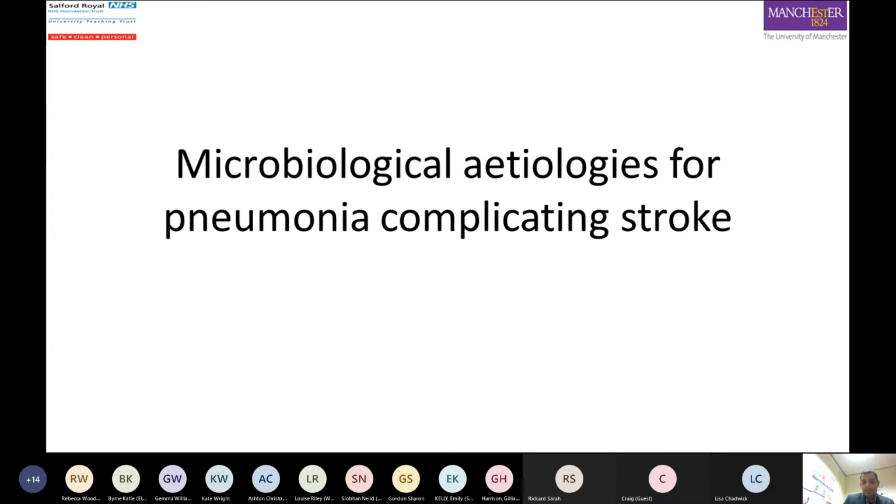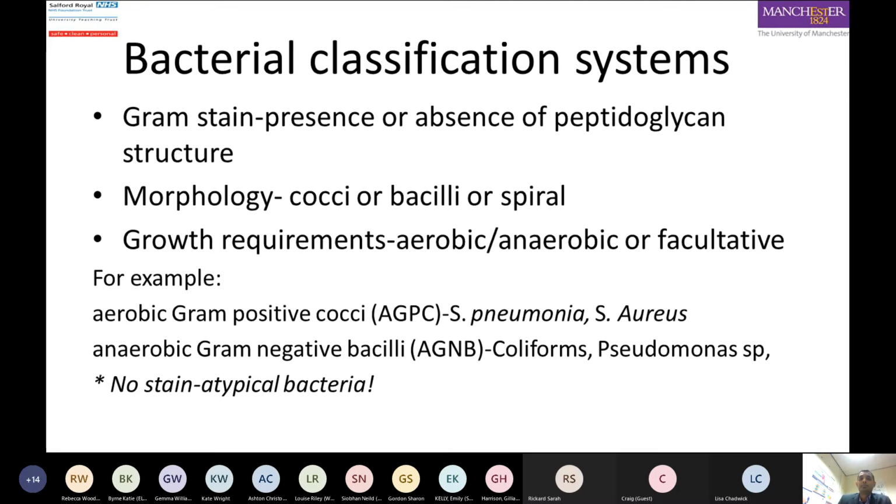So the first part of the consensus was looking at what are the microbiological etiologies for pneumonia complicating stroke, or stroke-associated pneumonia. So when we started off with this, I thought that it's best to look at how bacteria are classified and just a bit of understanding as to how this is. So there's two different types of classification. One is looking at the phenotypic structure, or how the bacteria look. Another one is genotypic, analyzing the RNA and the DNA structures.